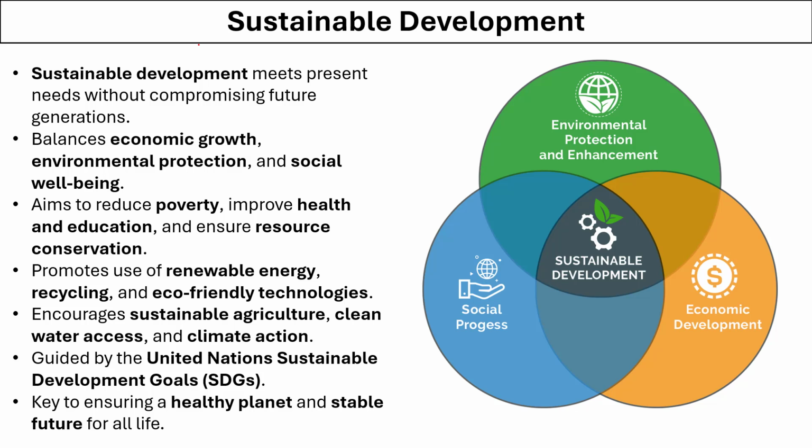We should encourage sustainable agricultural practices, reduced use of pesticides and insecticides, and use of natural biological means of fertilizers, and clean water access and promoting safe climate change. So, all these efforts are guided by the United Nations Sustainable Development Goals, and the key is to ensure that we leave a healthy planet for use by the future generations.